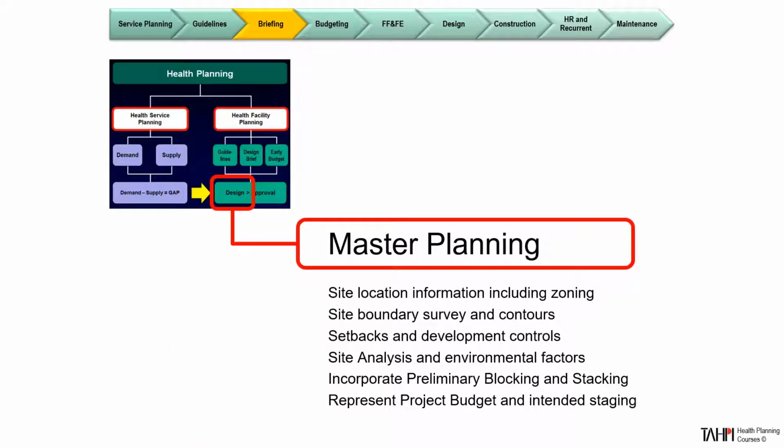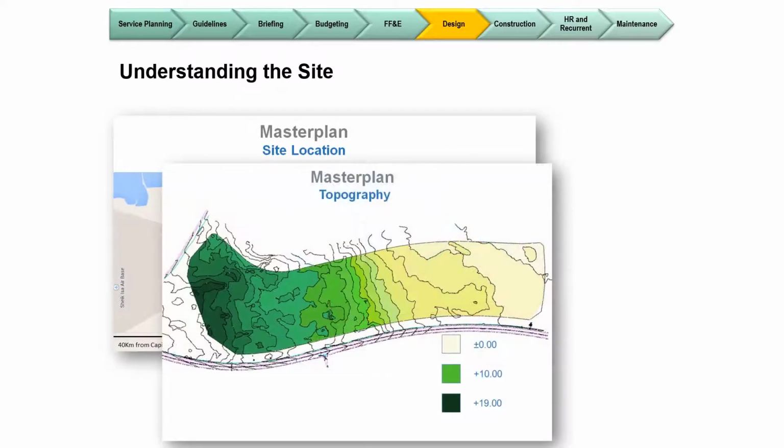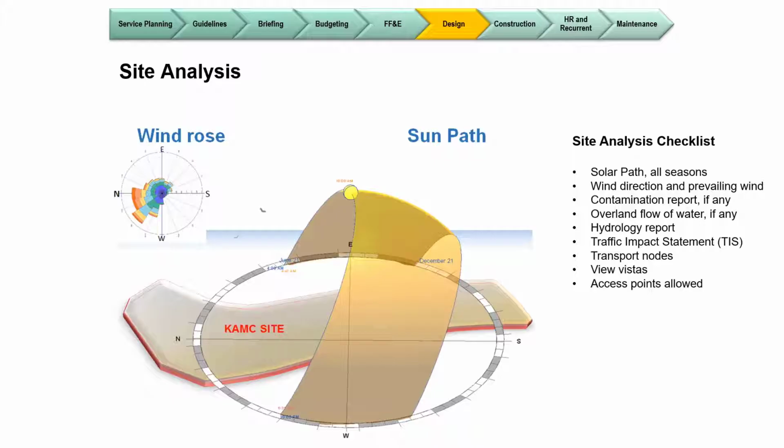It covers the foundations of this subject: site location and information, site boundary, setbacks, site analysis, preliminary blocking and stacking, project budgeting, and intended staging. We start from the beginning: site selection, site information, contour surveys, site analysis, including sun paths, windrows, and other factors.